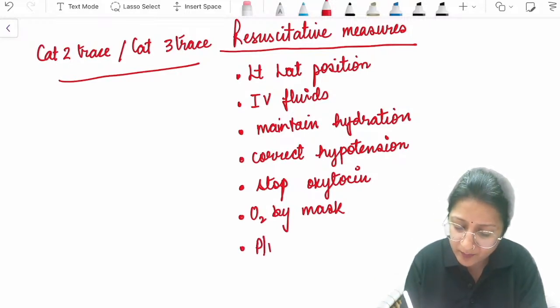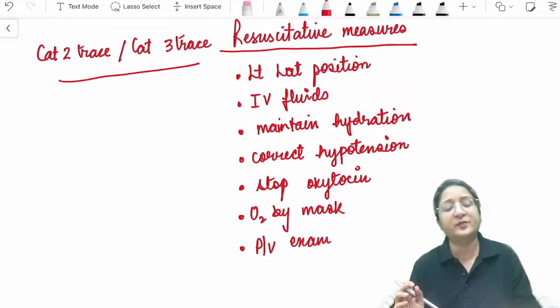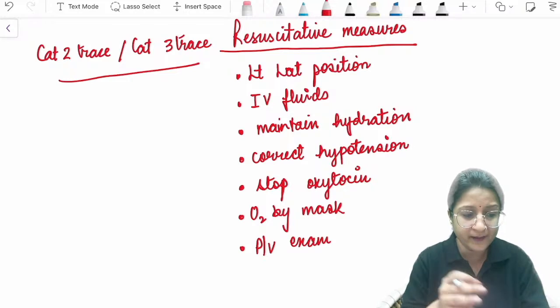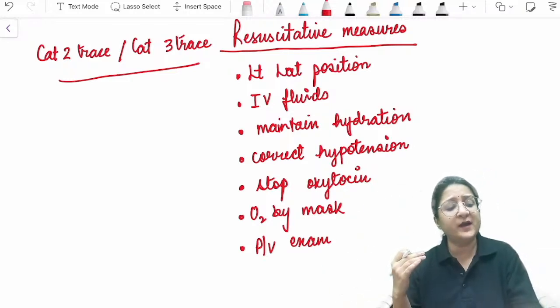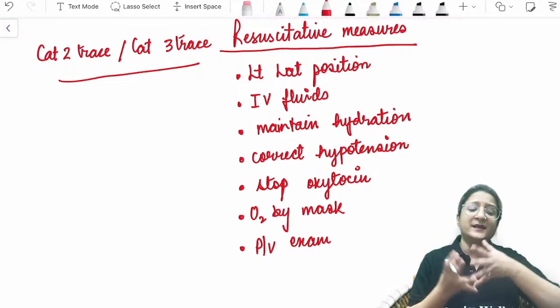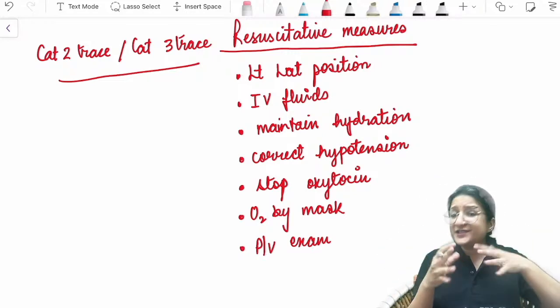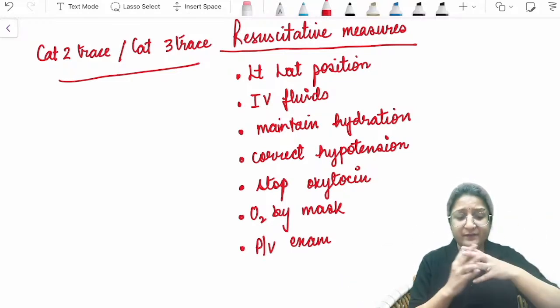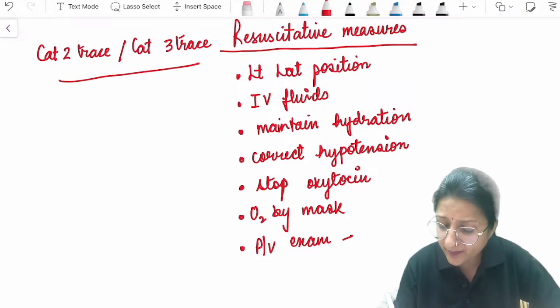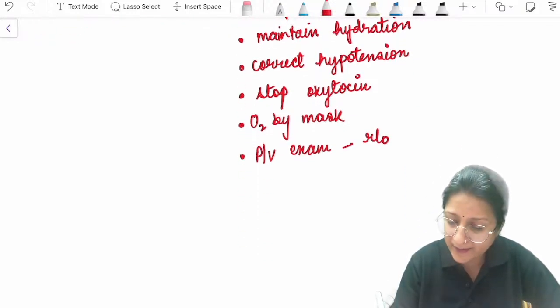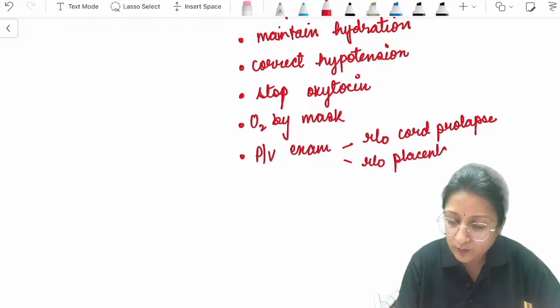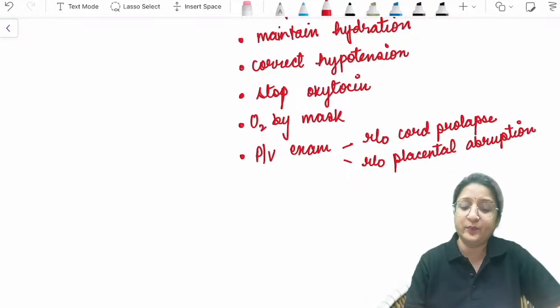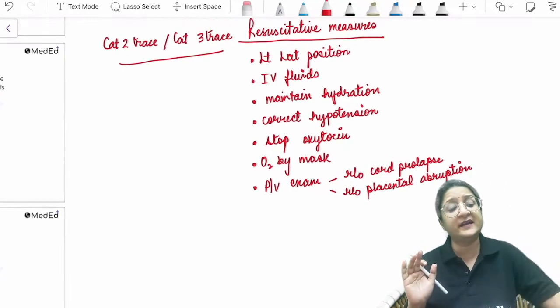And we also perform a per vaginal examination. Okay? And what is the importance of doing a per vaginal examination here? Doing a per vaginal examination will tell me whether she's just about to deliver or not, which stage of labor she is in. Secondly, it will also help me rule out any cord prolapse. Maybe that is the reason for her sudden fetal distress. It will help me rule out placental abruption also. Right? So these are the resuscitative measures we put in place. Keep them in mind. This can be a clinical question.